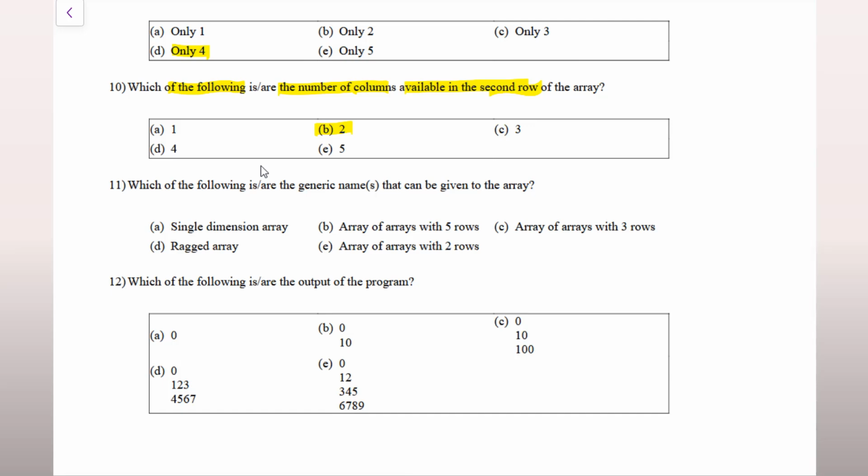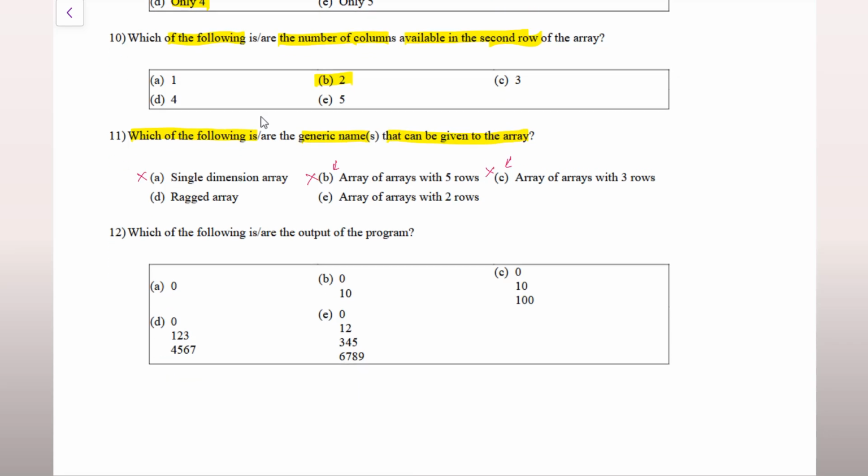Okay, question number 11, which of the following is the generic name that can be given to the array? If you look at this, single dimensional array, that is wrong. It's a two-dimensional array. We can call it arrays of arrays as well, but here the second option, array of arrays with 5 rows, right? No, it's wrong. We have 4 rows only. And then the third one is array of arrays with 3 rows. That is also wrong. We have 4 rows, okay?